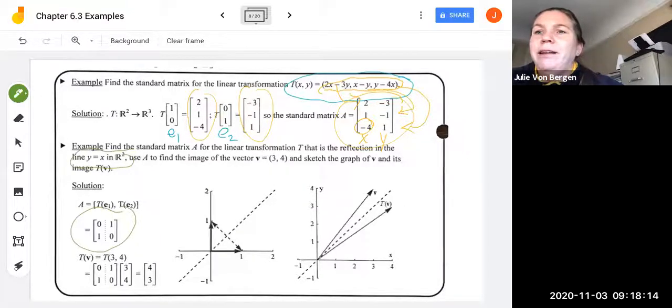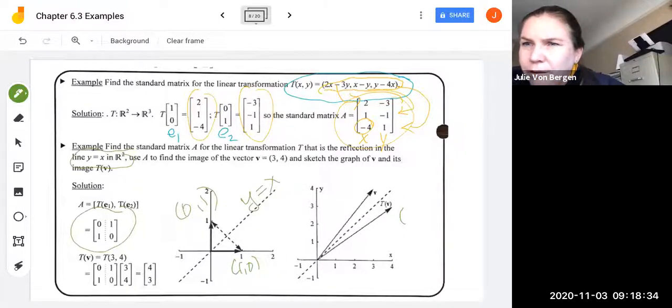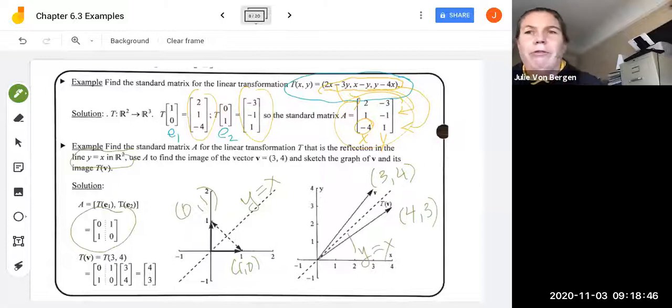And so we can see our visual here. If you've got values at 1, 0, that's going to reflect to be 0, 1, and here's y equals x right down the middle. And then if you've got values at 3, 4 up here, and T of v is down here, that is 4, 3. And again, our line through here is y equals x, and we've reflected about that.